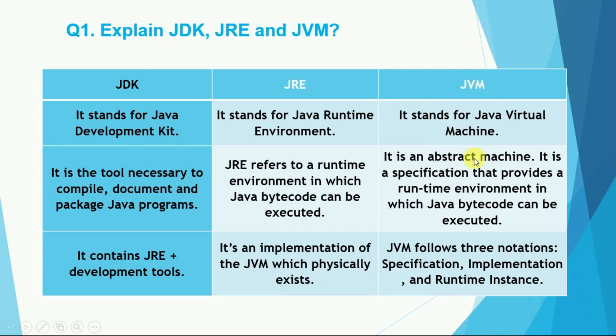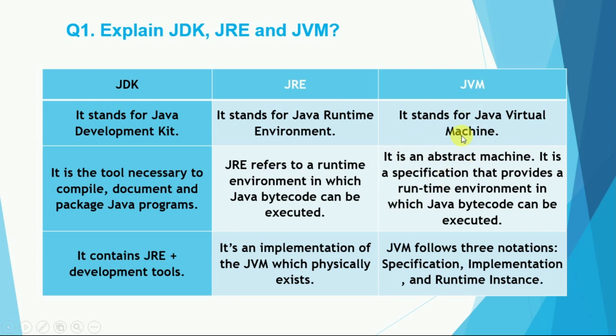The JVM is an abstract machine, a hidden implementation machine. It is a specification that provides a runtime environment in which Java bytecode can be executed. Don't confuse JRE and JVM. The JRE contains the JVM, so we can say the JRE is an implementation of the JVM. If we want to use the JVM, we need the JRE. So the JRE is an implementation of the JVM which physically exists, and the JVM does not physically exist.